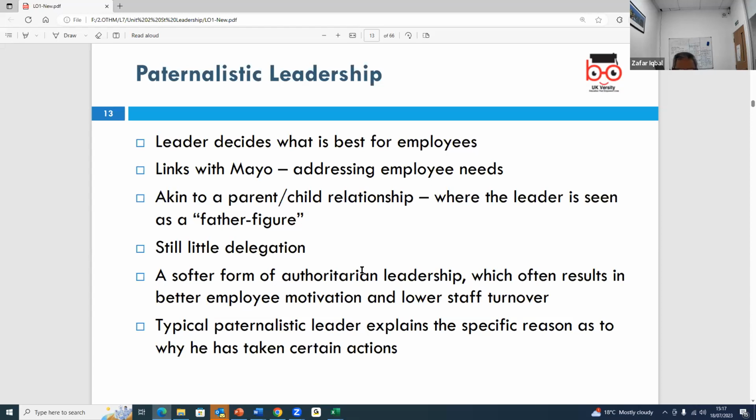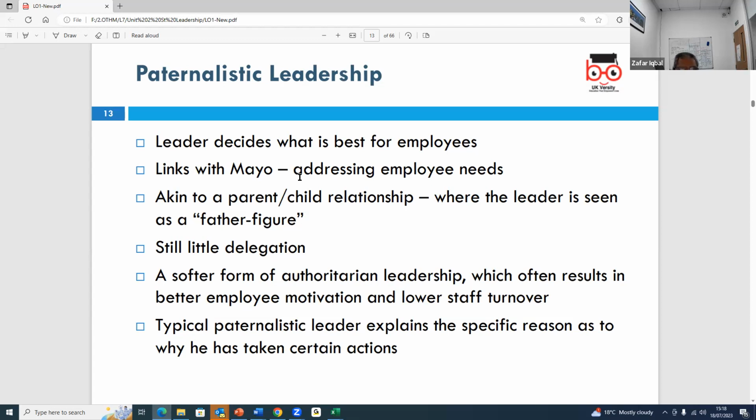Typically, the leader explains the reason for not sharing this responsibility, or why he has taken certain actions. So okay, and this particular leadership style links with Elton Mayo, addressing employee needs.